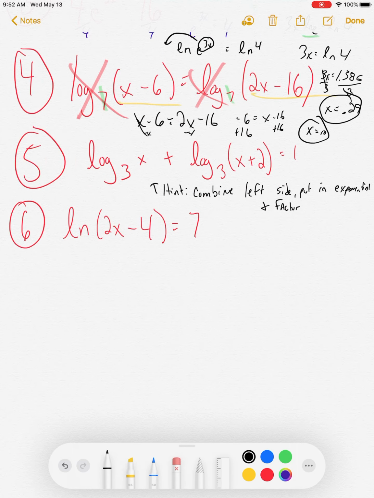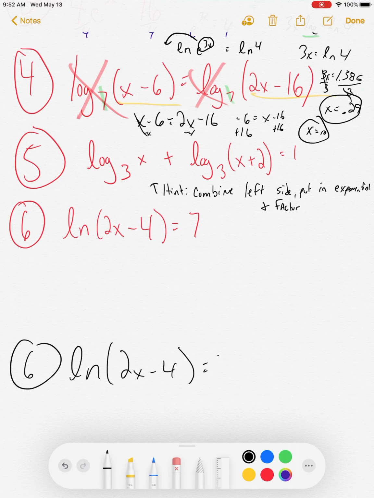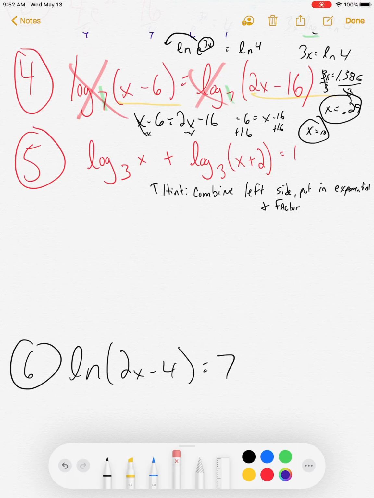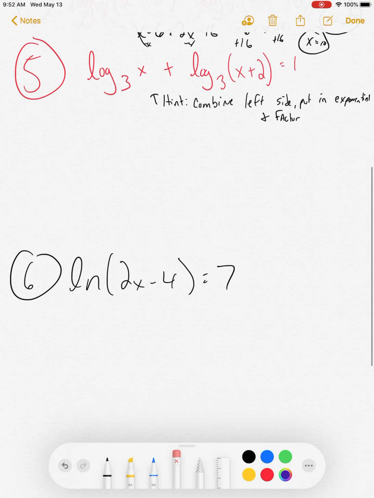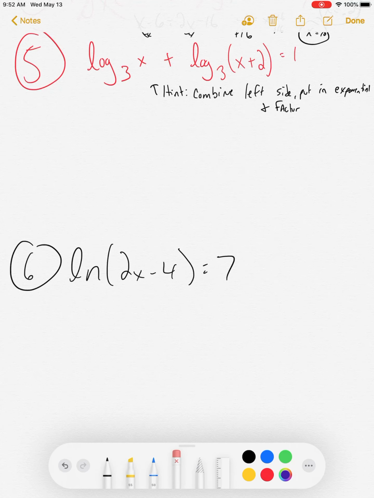That easy. Okay, number 5, I'm going to go like this. Number 6 is ln of 2x minus 4 equals 7. Now I'll have enough room. Okay, for this one it says, hint, combine the left side and then put into exponential form and then factor it. So I have log base 3 of x plus log base 3. So these are the same and I'm adding, so I'm going to combine these, smash them together. When I do that, it becomes log base 3 of x times x plus 2 equals 1.